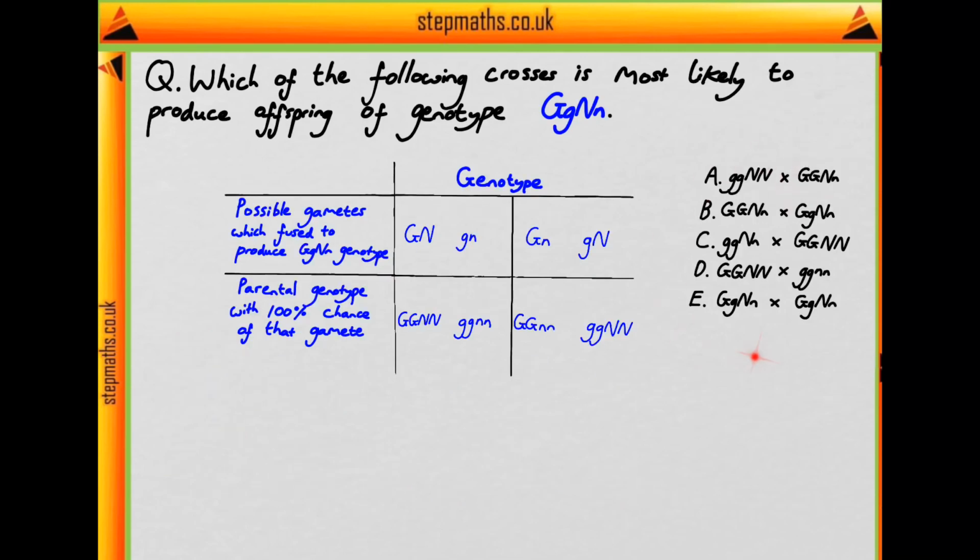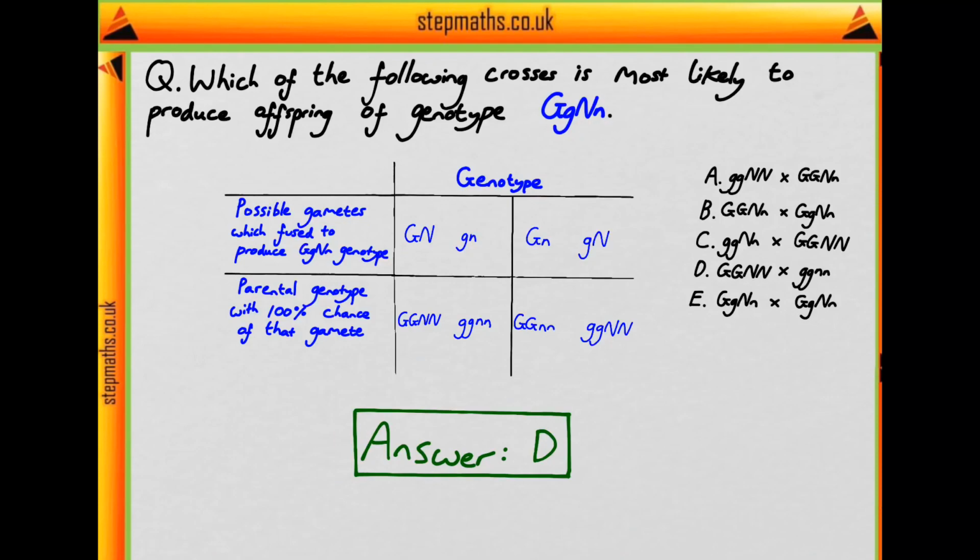And so upon looking at our list of answers, we can see that a cross involving parents of these two genotypes is an option, option D, whereas there's no option for parents of this genotype. Therefore, our answer is D.